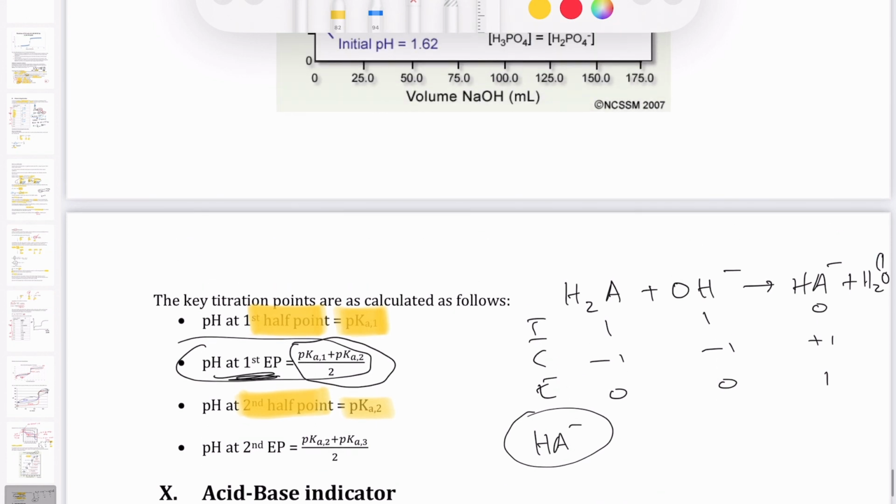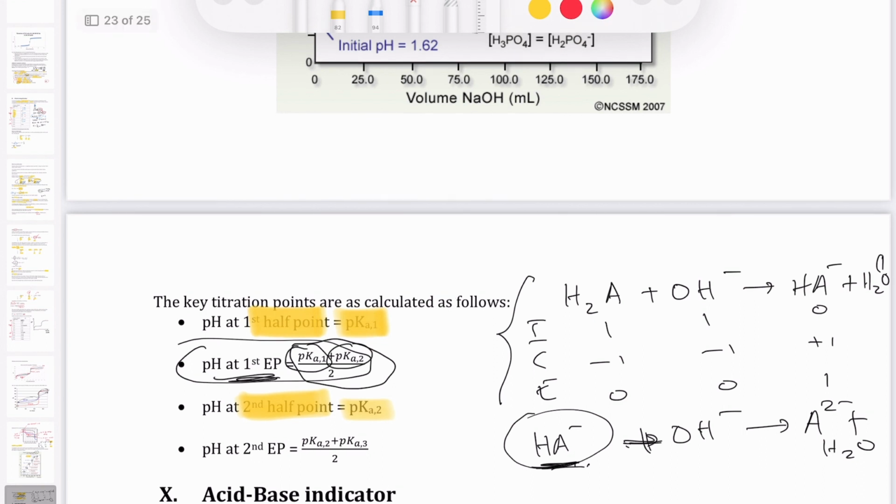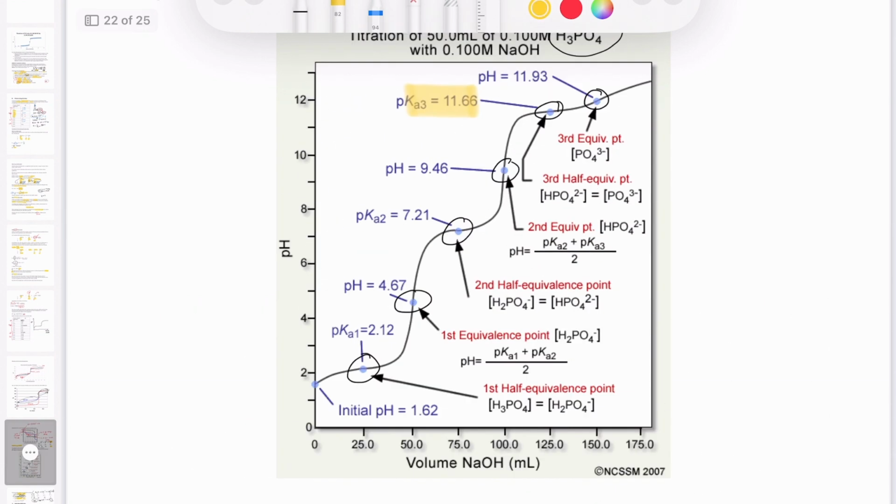So for the first equivalence point, because you have HA minus, which is the product of the first dissociation, but it's also going to go on to dissociate into A2 minus and H3O plus, right? That's the second dissociation. So as a result, we're going to have to combine pKa1 and pKa2 to calculate our pH at first equivalence point. So that's actually shown here in this picture. For the first equivalence point, we use pKa1 plus pKa2 divided by 2.